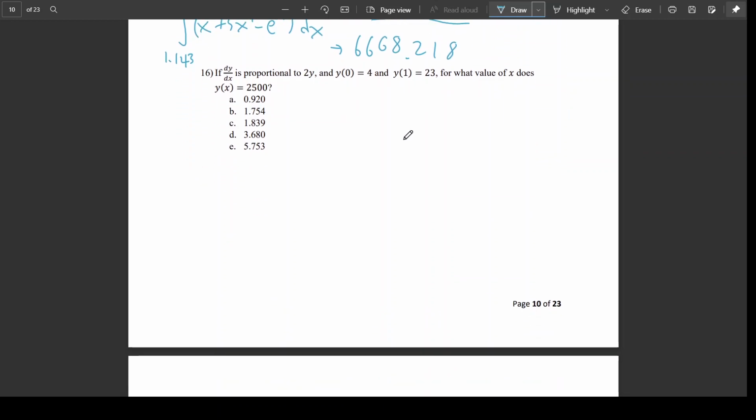16. If dy dx is proportional to 2y, and y of 0 equals 4, and y of 1 equals 23, for what value of x does y of x equal 2,500?